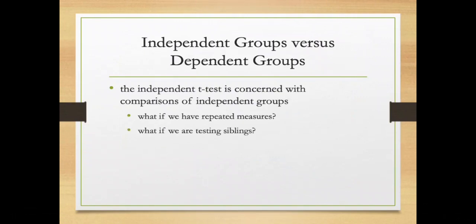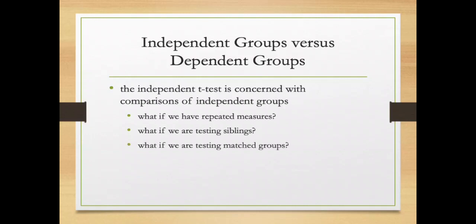We might be testing siblings. Obviously, this is not the same as testing the same people twice, but siblings typically share the same home environment, probably have similar school experiences, and in general have a number of characteristics in common. They're definitely correlated. In other words, we can't say that the groups are entirely independent.